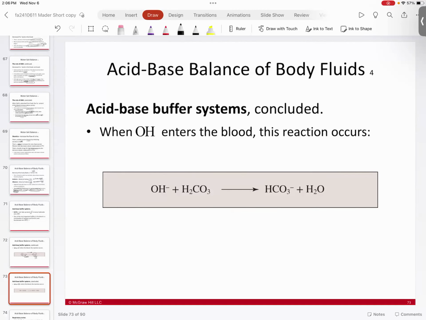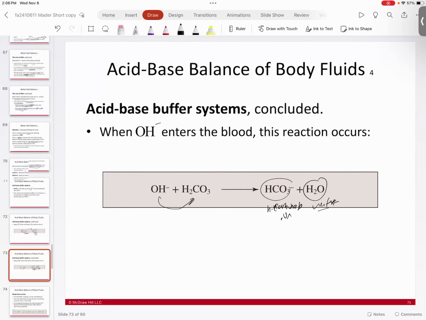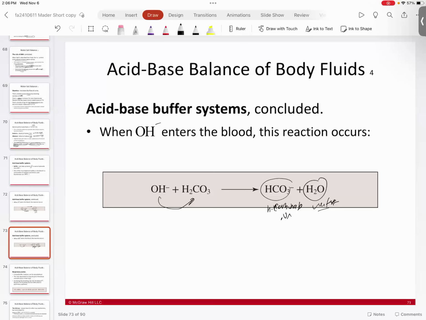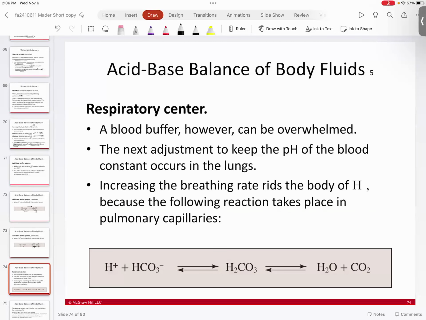What happens if you dump a hydroxide in there? Well, if you drop a hydroxide ion in there, it's going to get mopped up by the carbonic acid that we just created. And then that's going to fall apart into bicarbonate ion and harmless water. So you can see you basically absorb that hydroxide ion, and it maintains the pH. That's basically what buffers do.